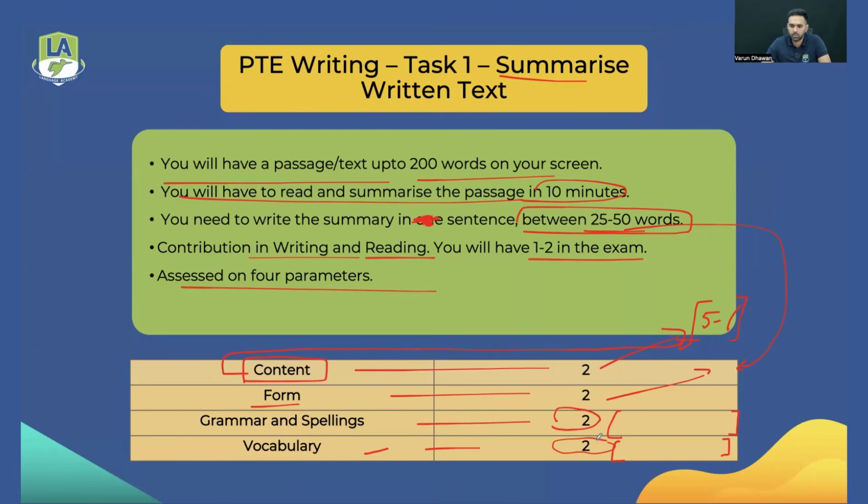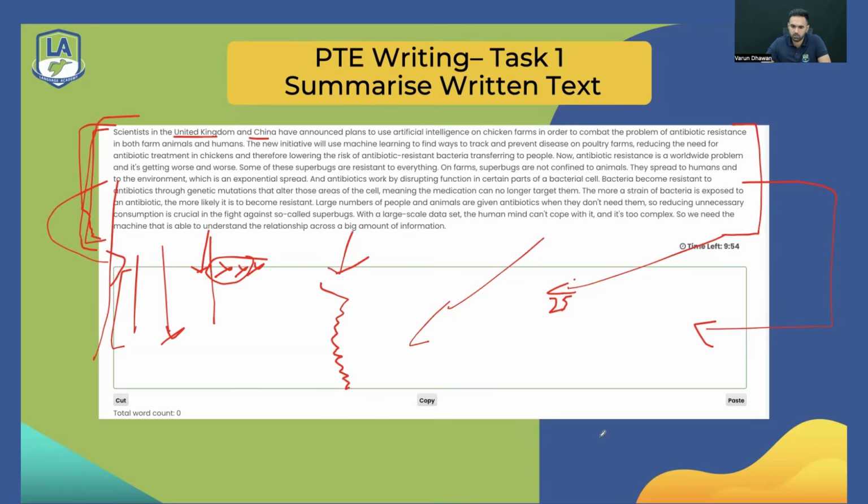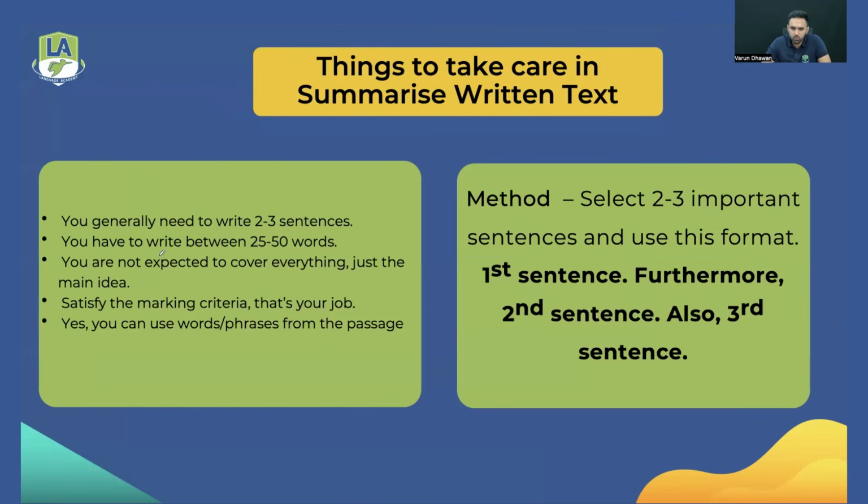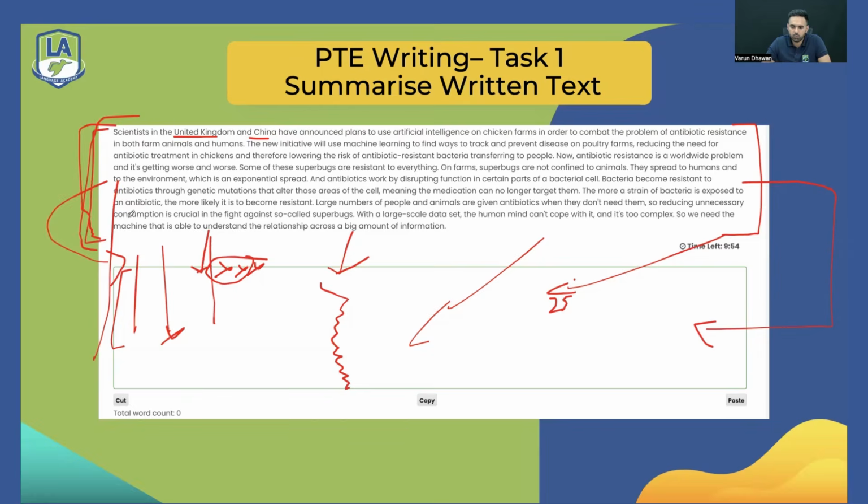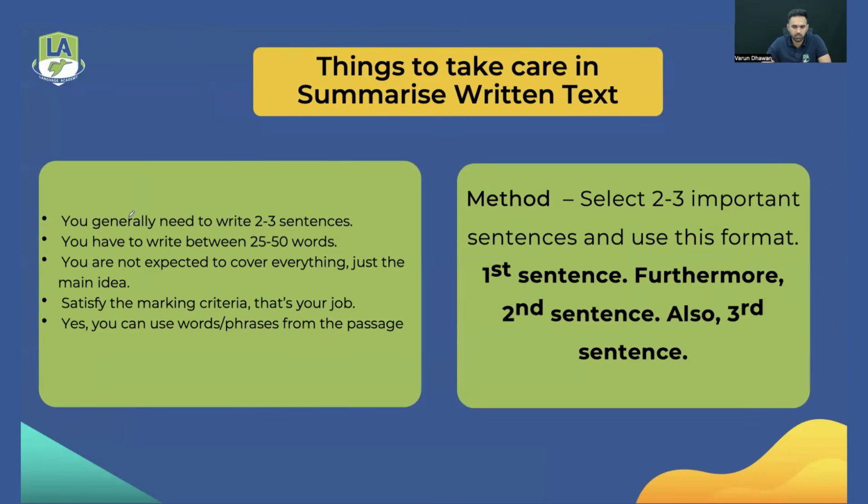And for 2 points in vocabulary, you have to use formal words. All right. Now, what you have to do, what is the technique, what is the shortcut, which I have used, which all the students are using and are getting their desired scores. You need to write around 2 to 3 sentences, as I've mentioned, around 25 to 50 words.